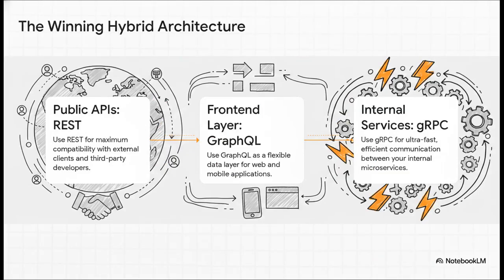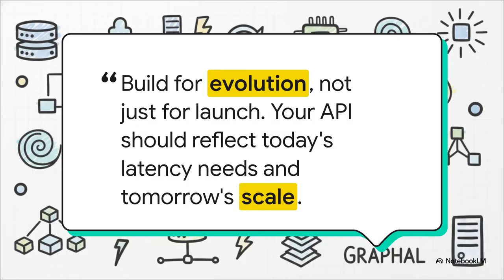And this is what that winning architecture actually looks like. It's a three-step pattern. Step 1, you use REST for your public APIs, the front door to your system, for maximum compatibility. Step 2, you put GraphQL in the middle as a backend for front end, a flexible layer that feeds data perfectly to your web and mobile apps. And step 3, for all that internal chatter between services, you unleash the powerhouse, gRPC, to make it all happen at incredible speed.